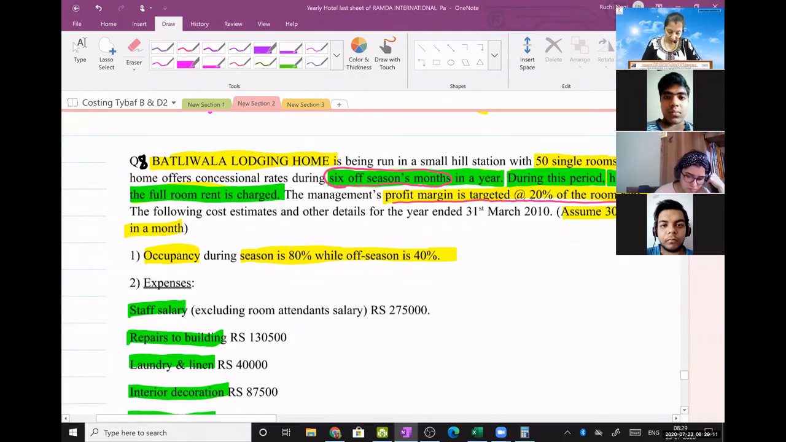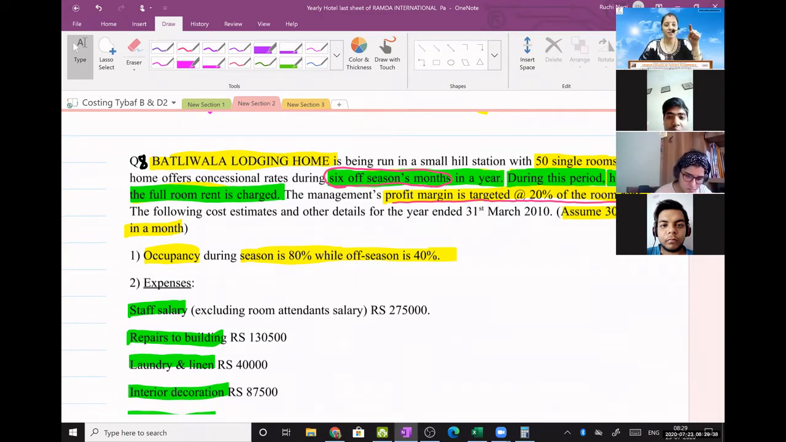Next, expenses for the year. Green, I mark, is fixed cost, and blue, if I mark it, is variable cost. So staff salary, fixed. Repairs to building, fixed. Laundry and linen, fixed. If it is given in the exam as linen and laundry, then since the word linen is first, it will go to variable cost. Pay attention to all these things.